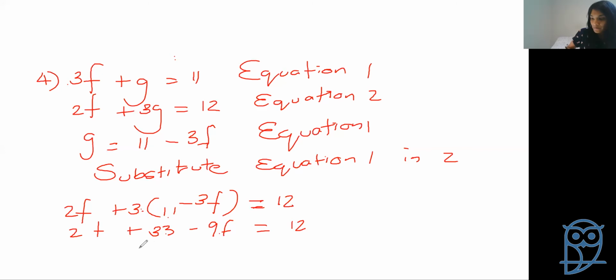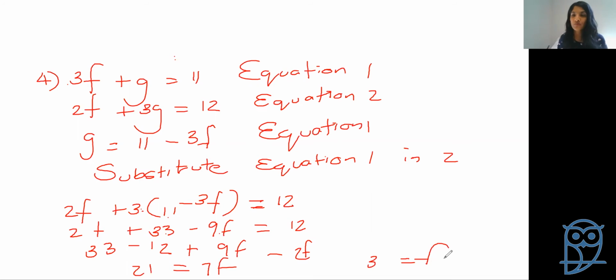Then we say 33 minus 12 plus 9f minus 2f is equal to 33 minus 12, which is 21, is equal to 7f. 3 is therefore equal to f.